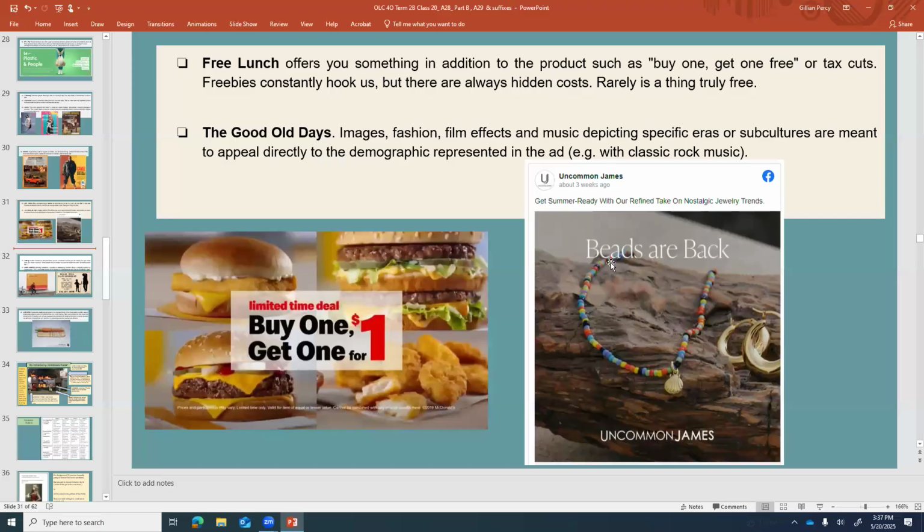Good old days, that is where they're trying to appeal to the past and the nostalgia we often have for the past. Usually when they're doing this, they're trying to appeal to an older demographic, people who experienced those things when they're younger. So here they're trying to sell a necklace, and it's got a little bit of a 60s, 70s feel. Beads are back. And the idea being that older people might kind of want to buy this and help them remember their youth, right? Where are we?